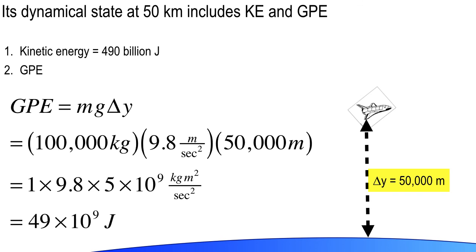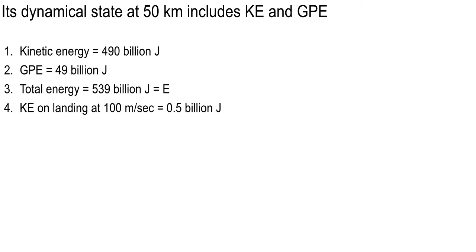And it works out to 49 times 10 to the 9 joules. So your GPE, 49 billion joules. And we've got a lot of energy. So the total energy, E, which is our objective here, is 539 billion joules. And the symbol for total energy is usually a capital E, although sometimes you see other letters. Usually it's capital E for energy.